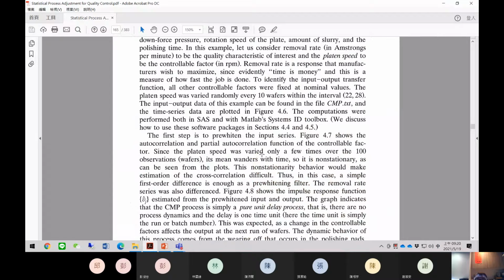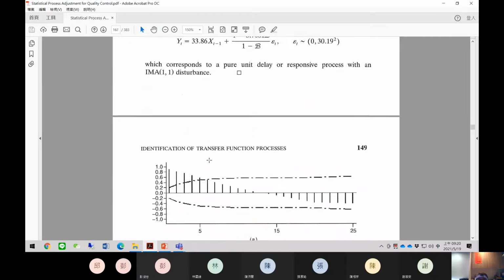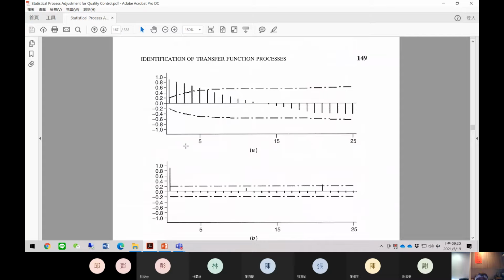Back to here. Computation will be performed in either SAS or Minitab, or the System ID toolbox. The control toolbox is quite popular in electrical engineering and control engineering. You can see that the first step is to pre-whiten the input series. Figure 4.7 shows the autocorrelation and partial autocorrelation.